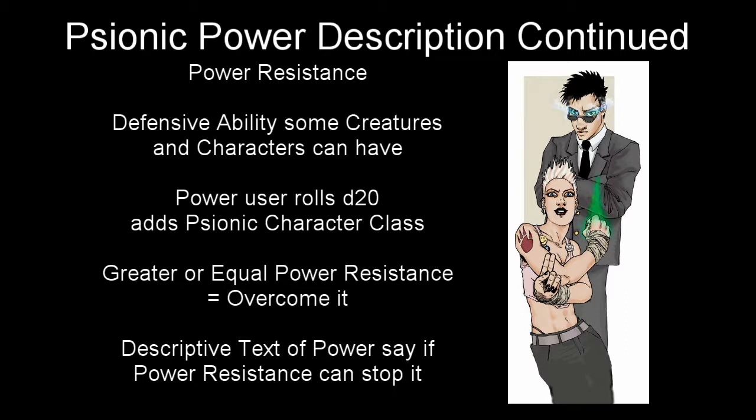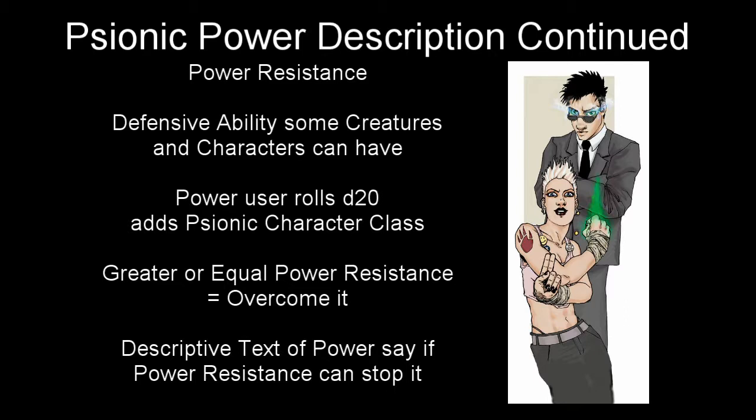So power resistance is something that a creature or a character might have that when they're faced with a psionic power, they might not be affected by it. Effectively, when you face a creature or a character with a power resistance, the person that's using the power on them makes a level check. They roll a d20 and they add their psionic character class level, and if this number is equal or greater than the power resistance of the thing you're trying to affect, it gets affected by it. Pretty simple. Similar to spell resistance for magic.